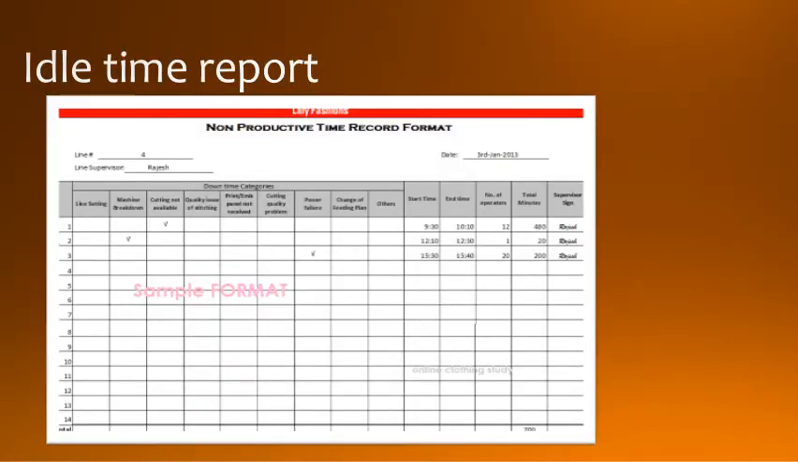This is the format of the idle time report. Here is the report of Lily Fashion, so it is related to textile and fashion garments. Then the non-productive time record format. Non-productive means what? It is idle time.